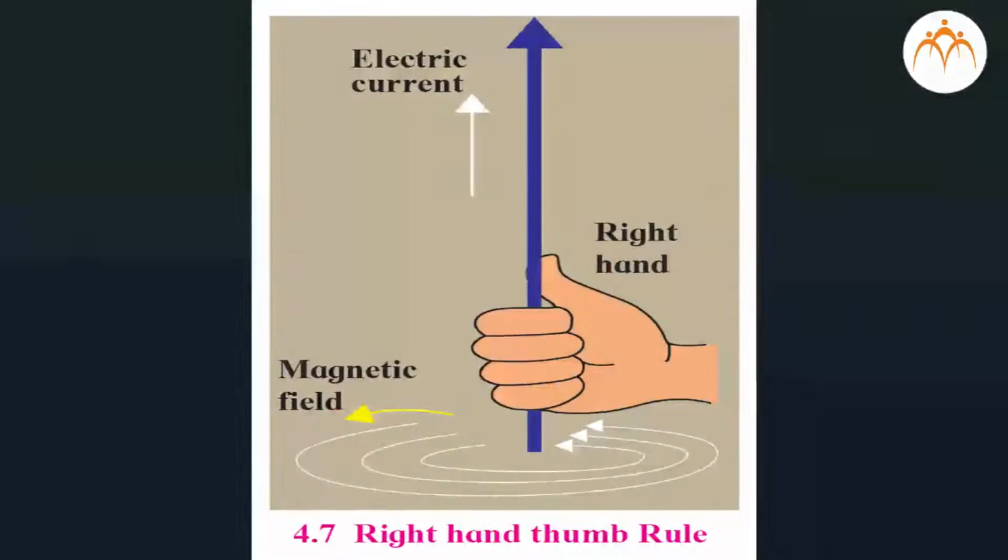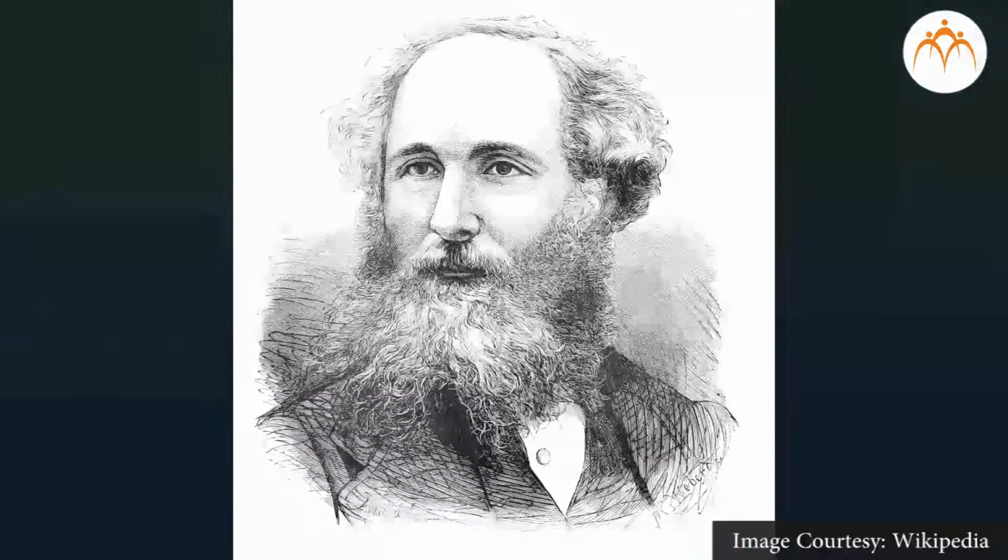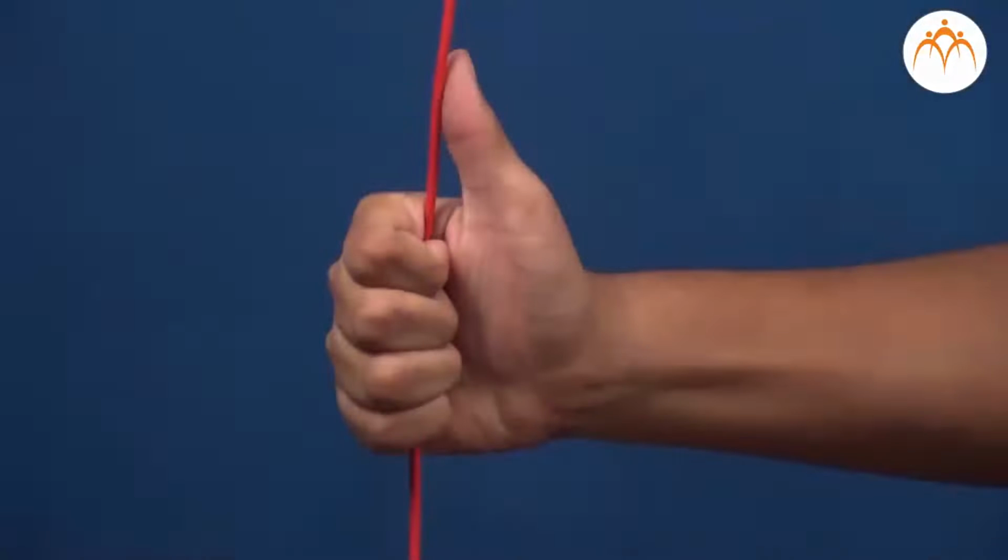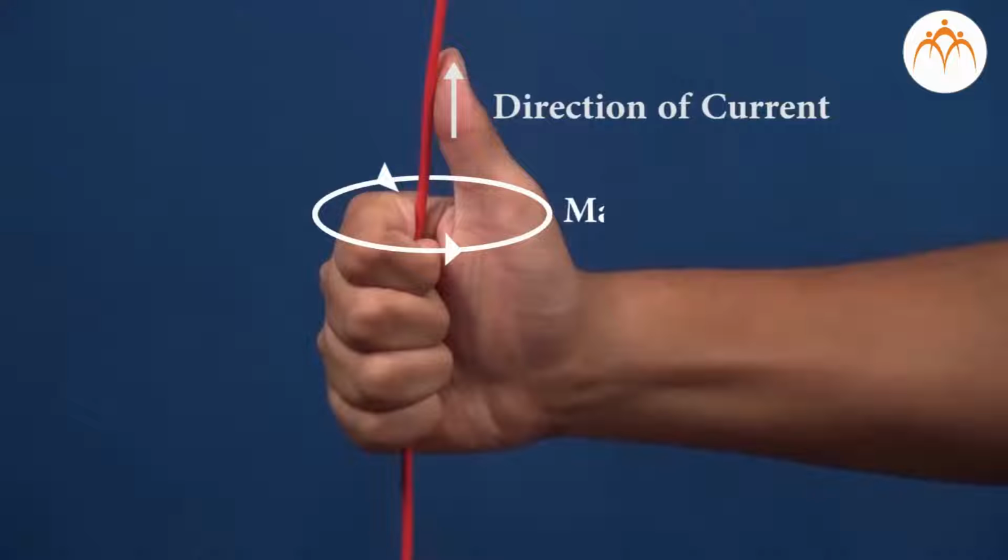This can be easily explained with the help of right thumb rule given by Maxwell. Imagine you're holding a current-carrying wire in your right hand so that the thumb points in the direction of current. The direction in which fingers wrap the wire will be the direction of magnetic lines of force.